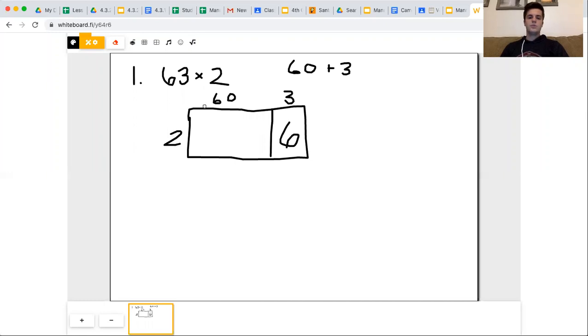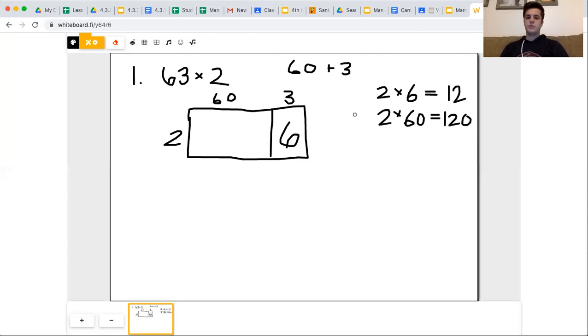Now let's do 2 times 60. Remember the trick here. 2 times 6 equals, let's count two groups of 6. So let's count by 6s. 6, 12. All right. So 12. 2 times 6 is 12. 2 times 60 is something very similar. It's 120.